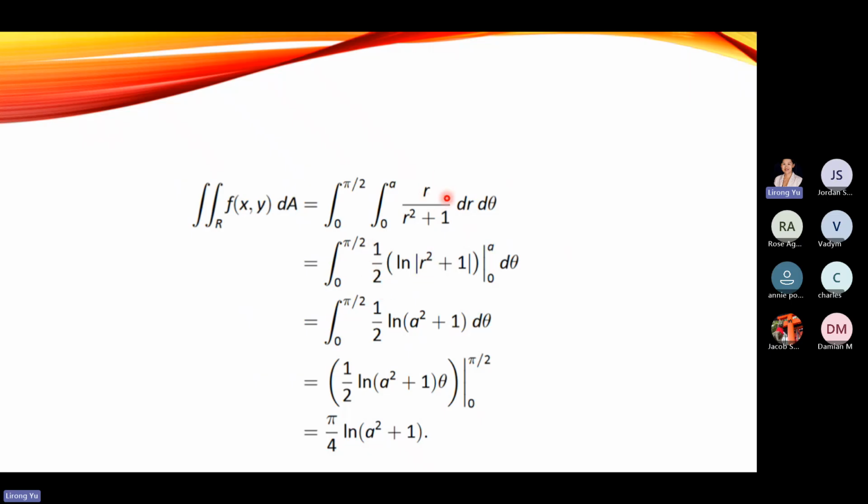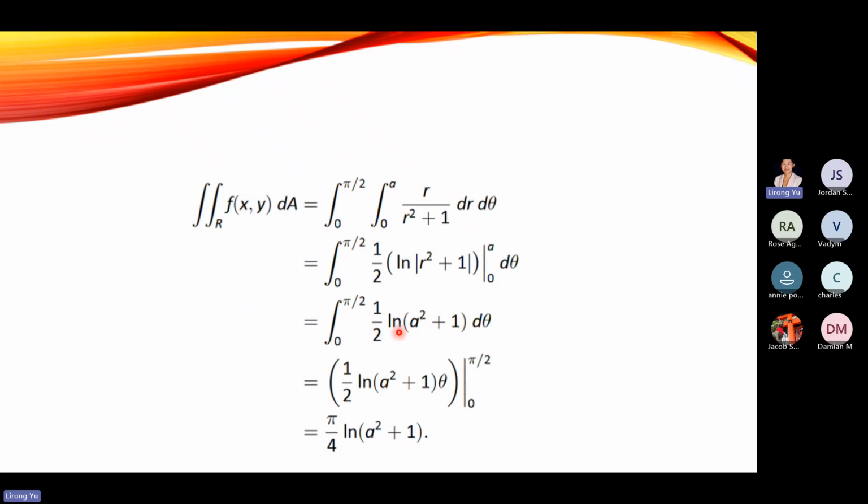So this is going to be du over u, or one over u. The integration of one over u is the logarithm of u, and u equals r squared plus 1, so that's the antiderivative. Or you can check this calculation: the derivative of the natural log of r squared plus 1 is 2r over r squared plus 1, by differentiation of the natural log. So we plug in a and 0, and this is an antiderivative.